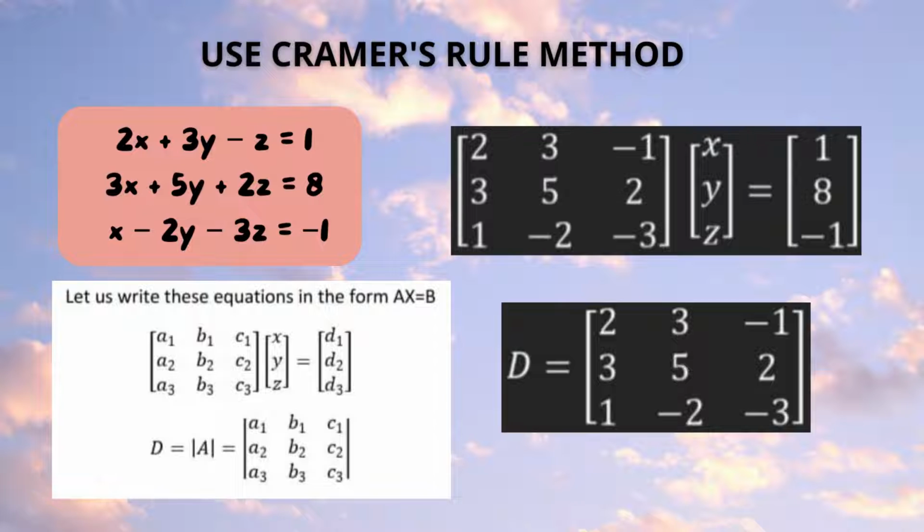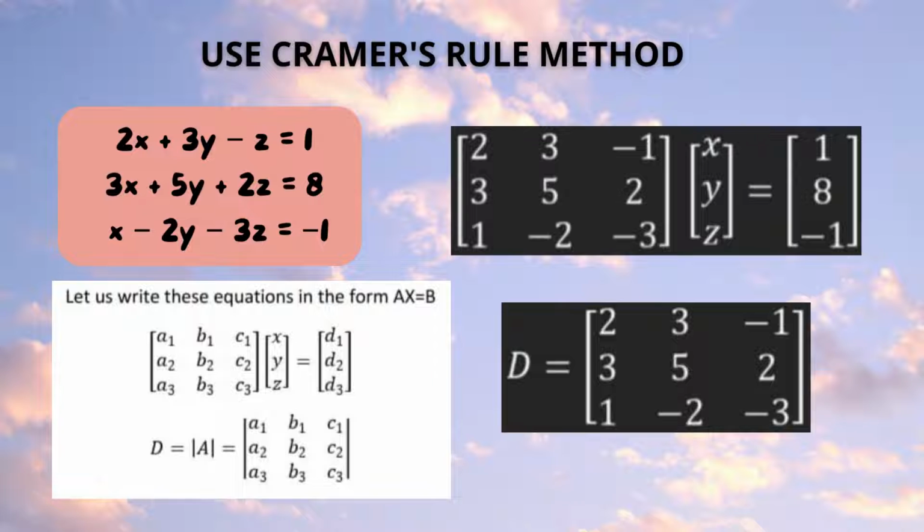How do we know AX equal B? So in this question, the numbers of the first bracket are 2, 3, negative 1, 3, 5, 2, 1, negative 2, negative 3. And the second bracket is x, y, and z. And the last bracket is 1, 8, negative 1.